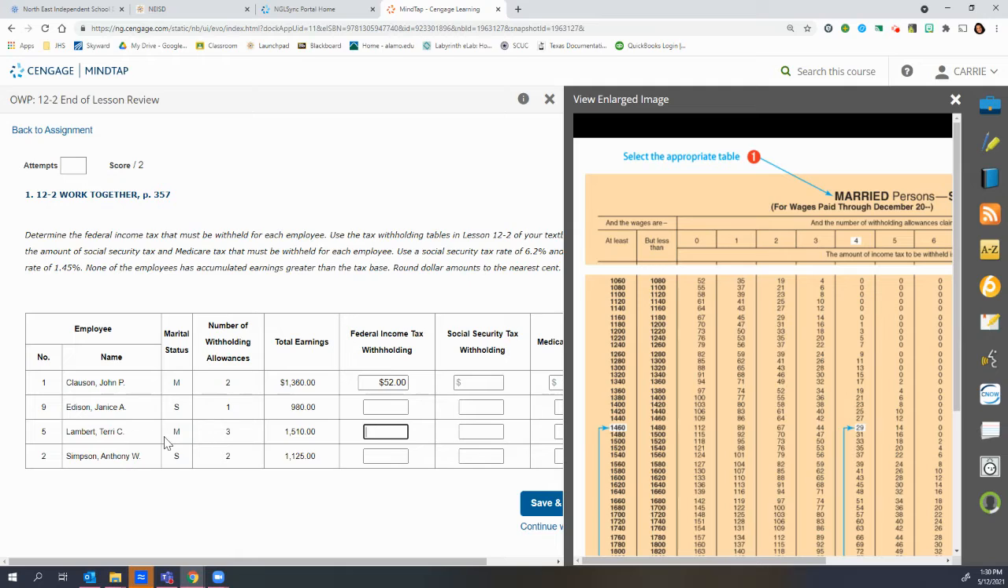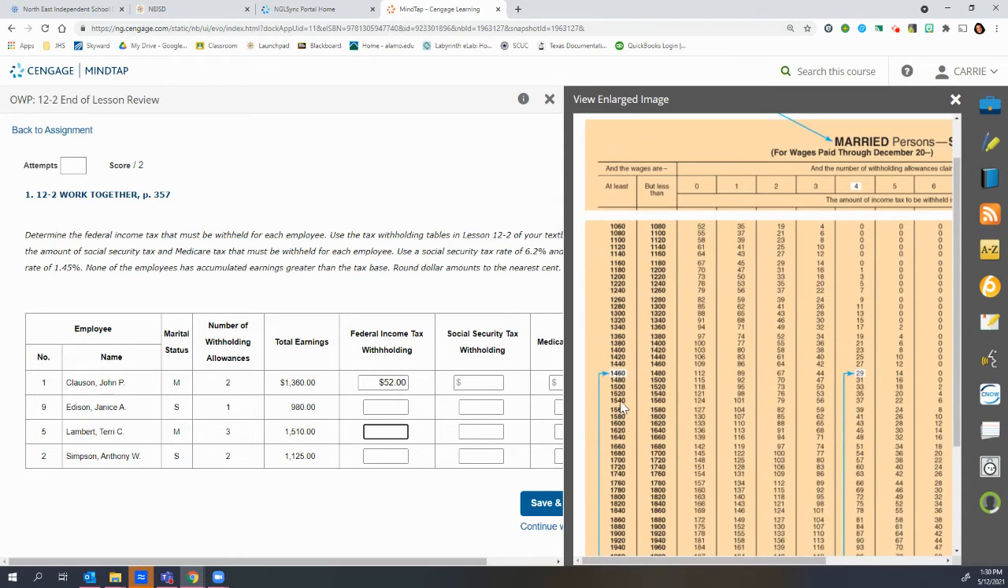so I can close the book. So I'm actually going to do this married one for employee number 5, Terry Lambert. And she made, or he, I don't know, made $1,510. So I come right here to between $1,500 and $1,520, right? $1,500 to $1,520. And then she has 3. So this is 0, this is 1, this is 2, and this is 3, and it's $50. So I'm going to put that there, $50.